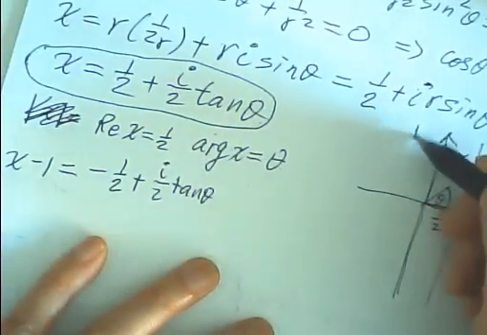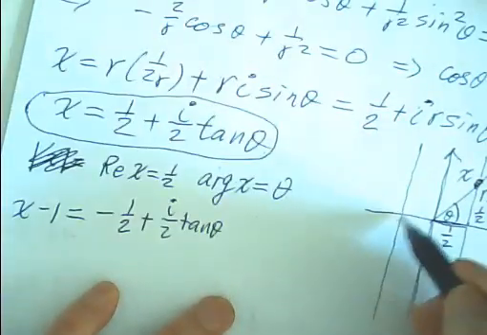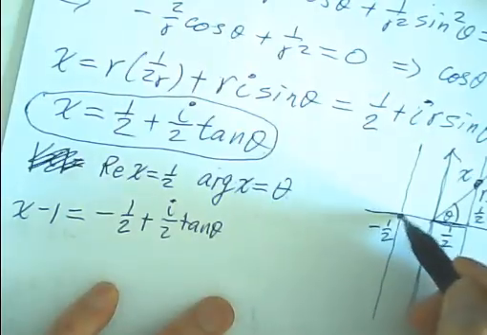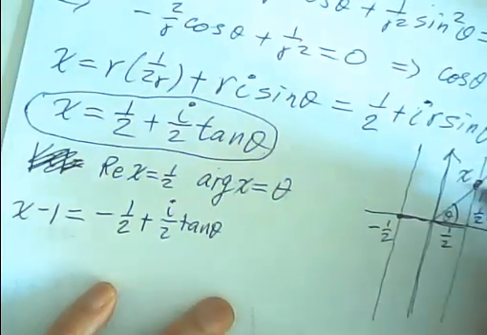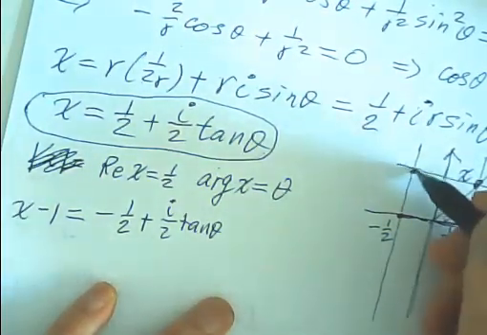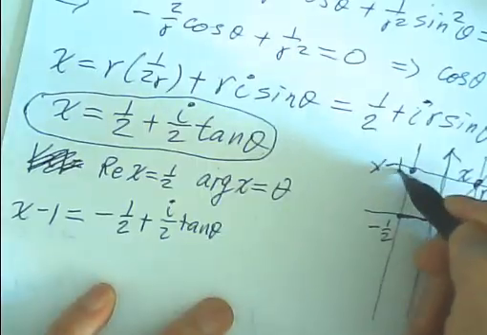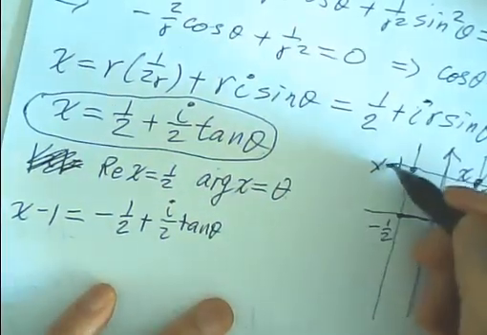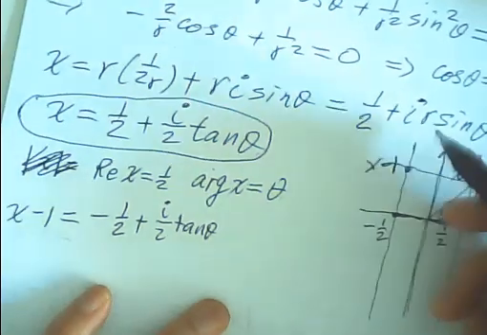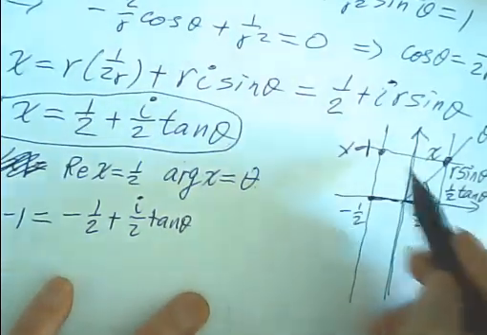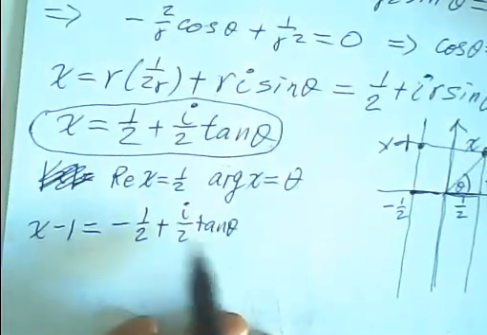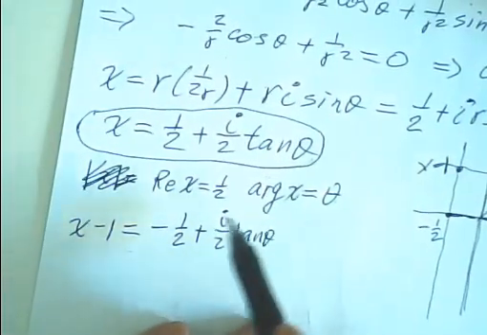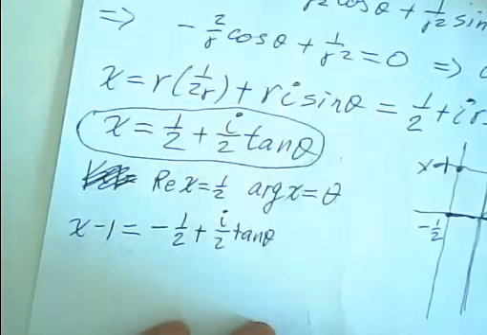Now let me draw a picture here. This is half. Sorry, not half theta, this is 1/2. X minus 1 must be on this line. They share the same imaginary part. The imaginary part is the same. This one and the x, the imaginary part is the same.